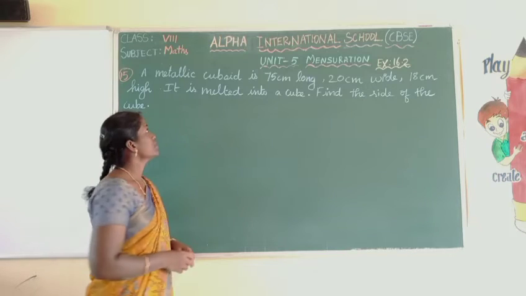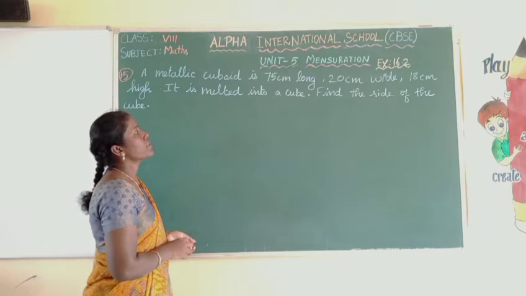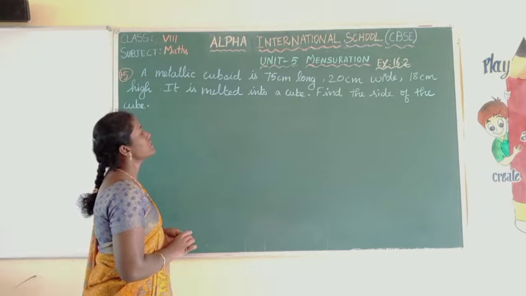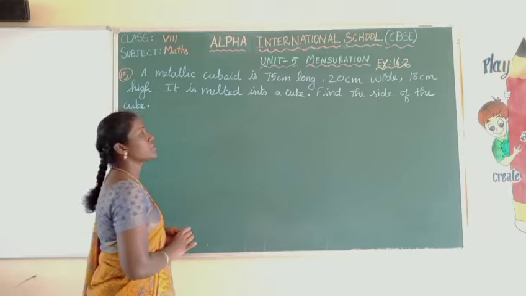The next problem, children. A metallic cuboid is 75 cm long, 20 cm wide, 18 cm high. It is melted into a cube. Find the side of the cube.